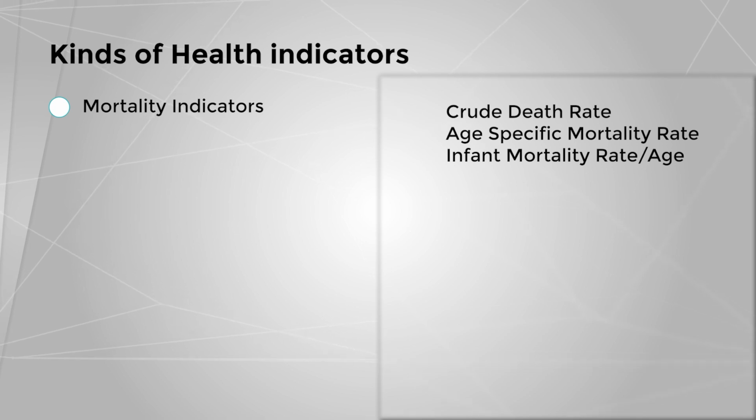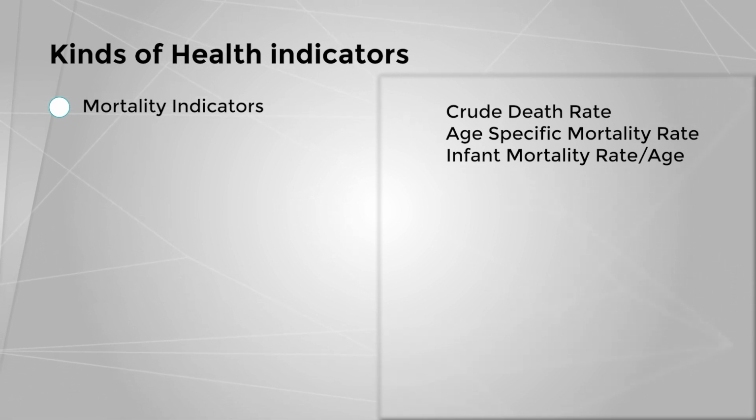If there are 2500 deaths of infants in 1 year among 100,000 live births, the infant mortality rate will be 2500 divided by 100,000 times 1000. That is 25 deaths per 1000 live births. This indicator estimates the risk that infants born alive will die during the first year of life.